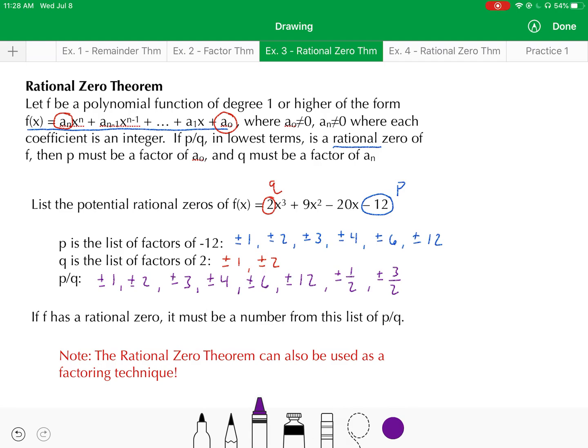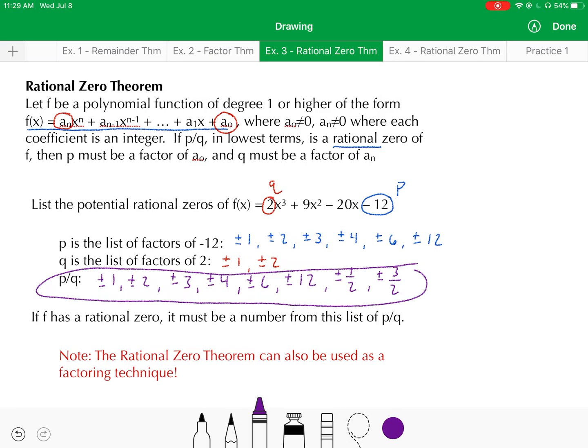Okay, so again, what the theorem is stating is that these numbers that are in purple, the list of p over q, it's saying that if f has a rational zero, it has to come from a number in this list. Okay, so it's like we're narrowing down all of the rational zeros that are possible for this particular function. When you started the problem, any rational zero in the entire real number system was at play. We've now narrowed it down to these numbers that are in the list.